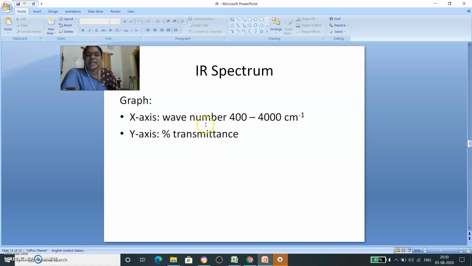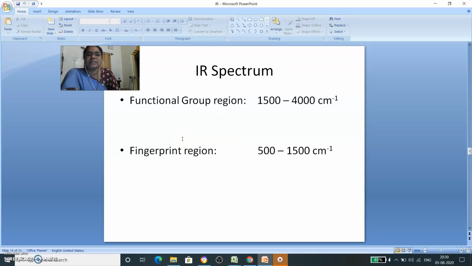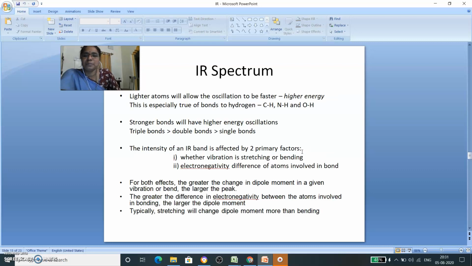IR spectrum, x-axis wave number, y-axis transmission. So, what is the main advantage or application of IR spectrum? Apart from bond length and bond angle, it is able to detect the functional group region. What is the functional group region? It lies in between 1500 to 4000 centimeter inverse. In case of fingerprint region, it is 500 to 1500 centimeter inverse. So, you have to remember these 2 points. Most of the time, you will be getting them in objective questions also.